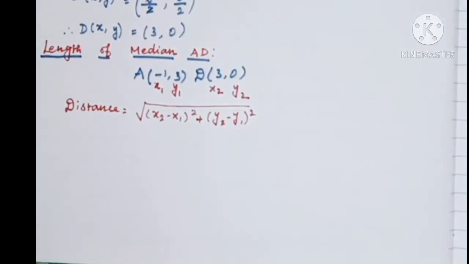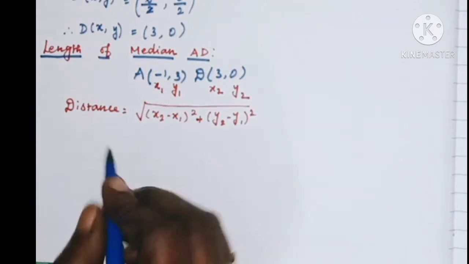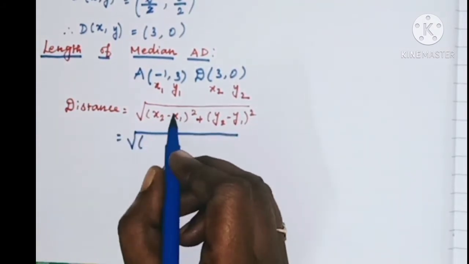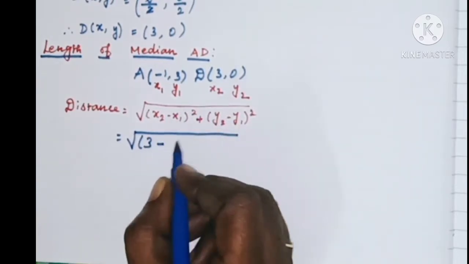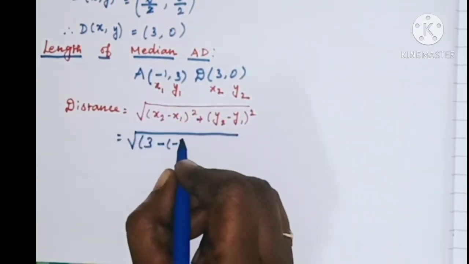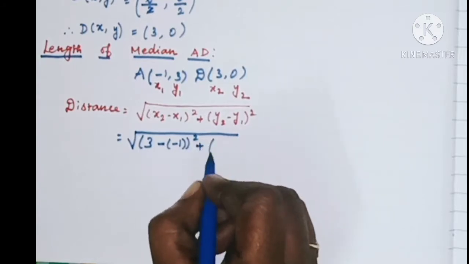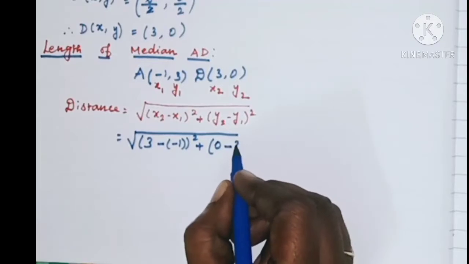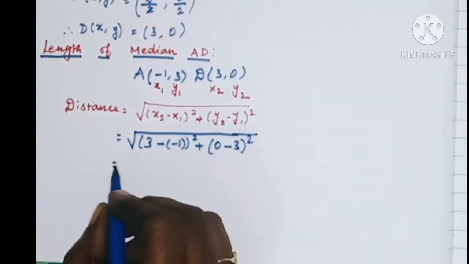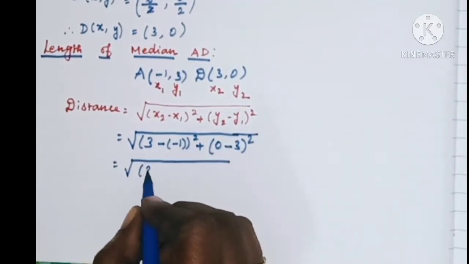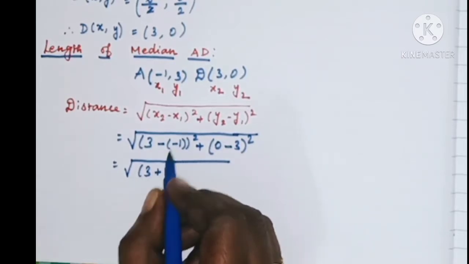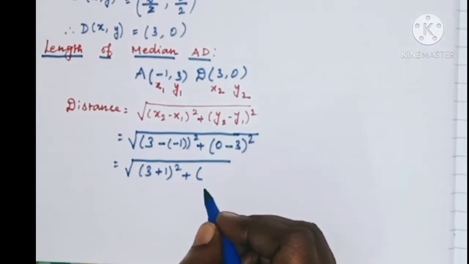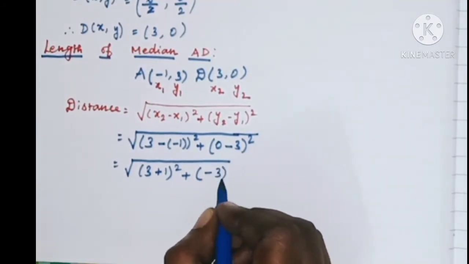This is the formula to find the distance. So distance is equal to square root of (x2 minus x1) whole square plus (y2 minus y1) whole square. What is x2? x2 is 3. What is x1? x1 is minus 1. y2 is 0, and y1 is 3. So it is equal to square root of (3 minus of minus 1, that is 3 plus 1) the whole square plus (0 minus 3) the whole square.